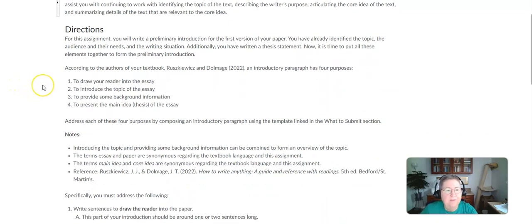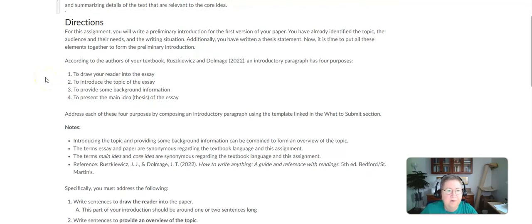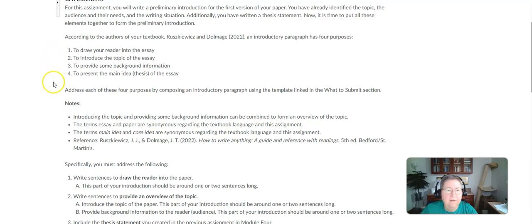Again, it's important that you do things in order for this assignment. According to our textbook, we have 4 things that the introduction should do, and it should do it in this order. Number 1, it should draw your reader into the essay. Number 2, introduce the topic of the essay. Number 3, provide some background information. And number 4, present the main idea or thesis of the essay.